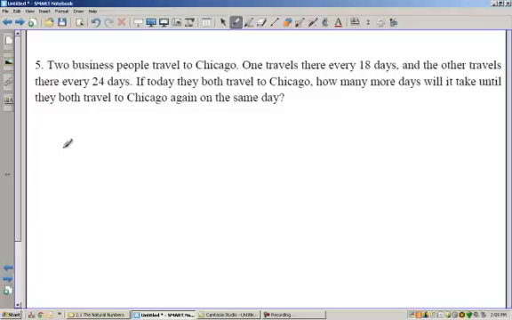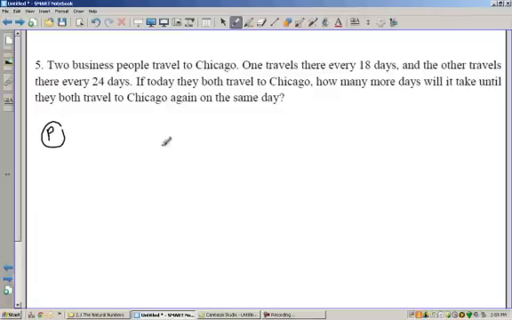One way I know this is that it's going to take more than 18 days for them to hit again. The number should be bigger, not smaller. So I know it's going to be an LCM because the LCM is always bigger than the two numbers, where the GCD will always be smaller. But let's draw a picture.